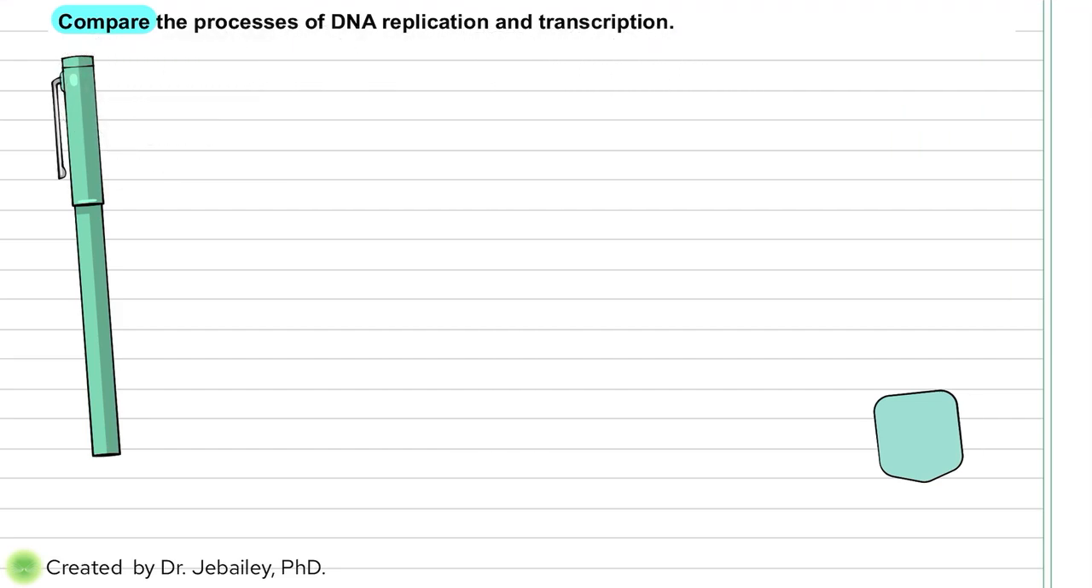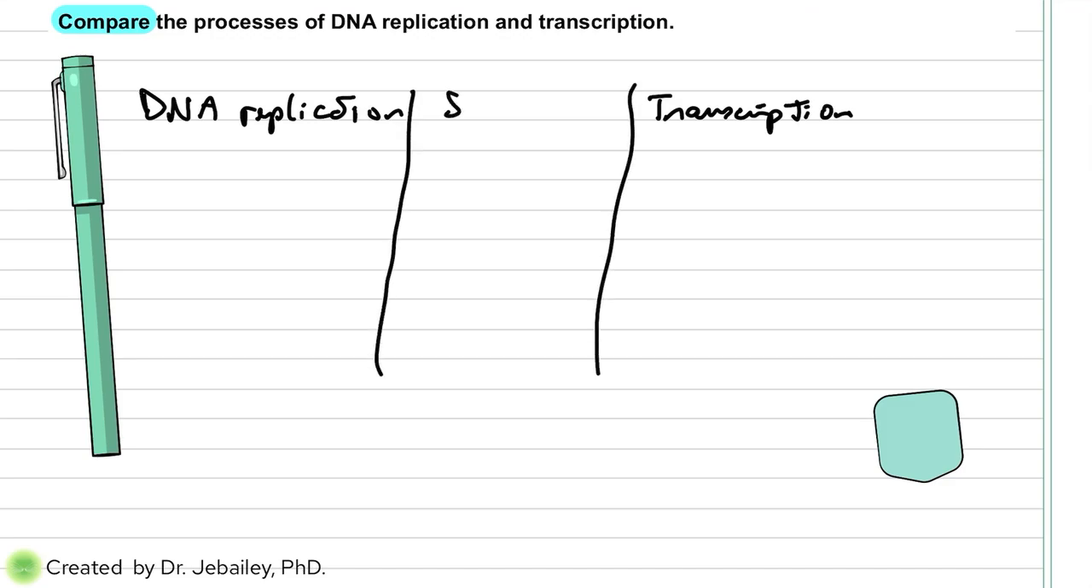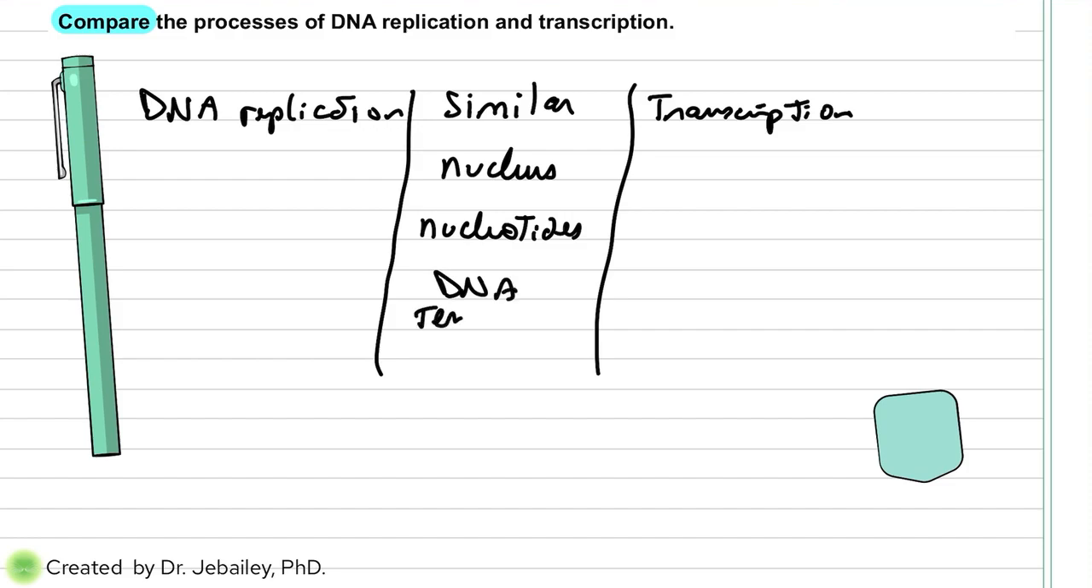So with that in mind, I'm going to put here DNA replication. And here I'm going to put transcription. That is something very common, where they try to compare transcription with translation or replication with transcription. This is very common. So what I'm going to do is put in the middle what they have in similar. Now, both are happening in the nucleus, obviously. They both are using nucleotides, right? And they're both using DNA as a template. These are very common things that are happening between them.